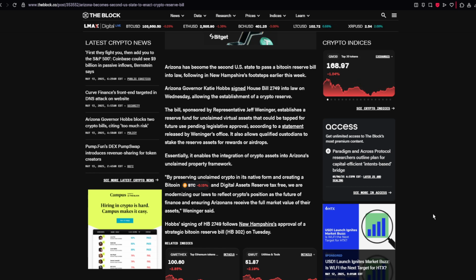It also allows qualified custodians to stake the reserve assets for rewards or airdrops. Essentially, it enables the integration of crypto assets into Arizona's unclaimed property framework. Things are happening pretty fast, guys. This is a massive signal that Bitcoin is moving from the fringes to the core of public policy.